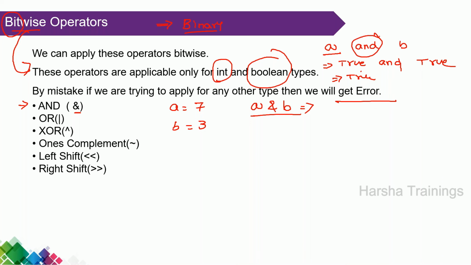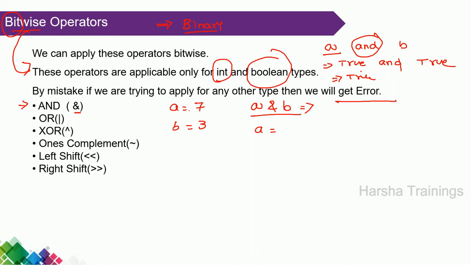The logical operator is based on whether it is true or false. Whether it is true or false, the result is true. But in bitwise operators, here we are performing the calculations like this.